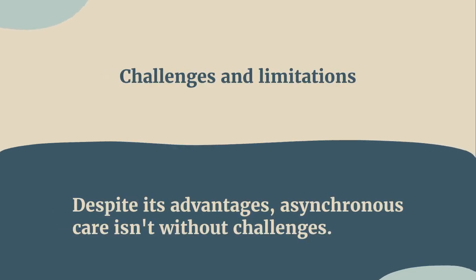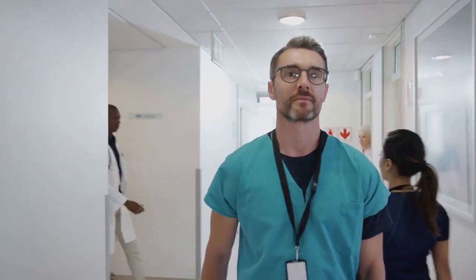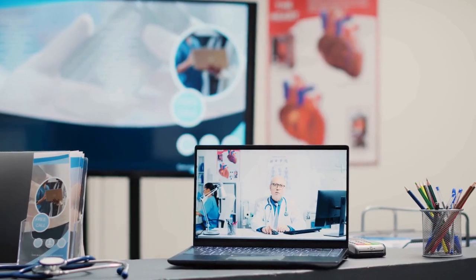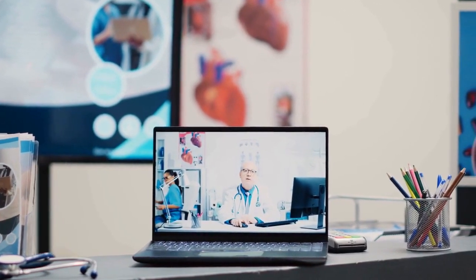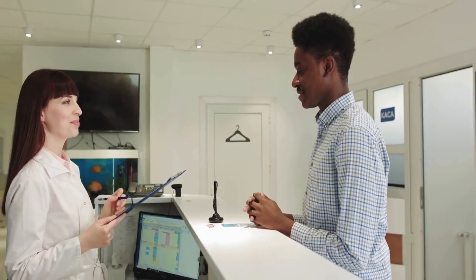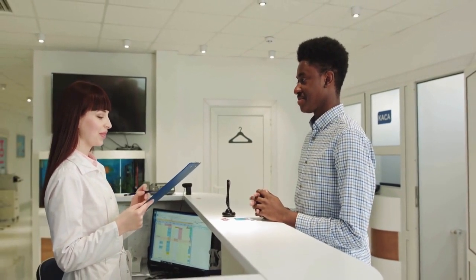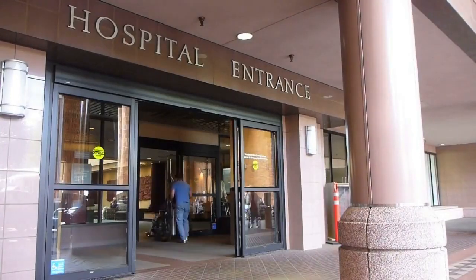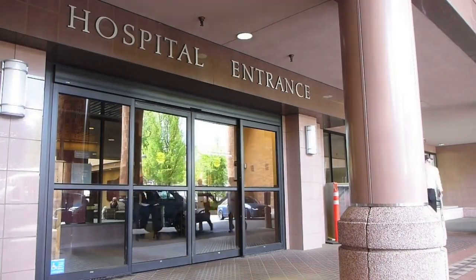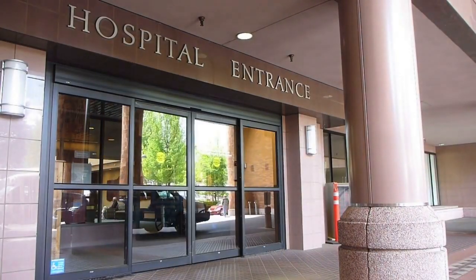Challenges and limitations. Despite its advantages, asynchronous care isn't without challenges. Not for emergencies. Immediate issues like chest pain or severe injuries still require in-person or real-time care. Data security. Protecting sensitive patient information is critical, and breaches can undermine trust. Provider workload. Without proper management, an influx of asynchronous cases can overwhelm healthcare providers. Technology access. Not all patients have access to smartphones, reliable internet, or the skills to use these tools effectively.